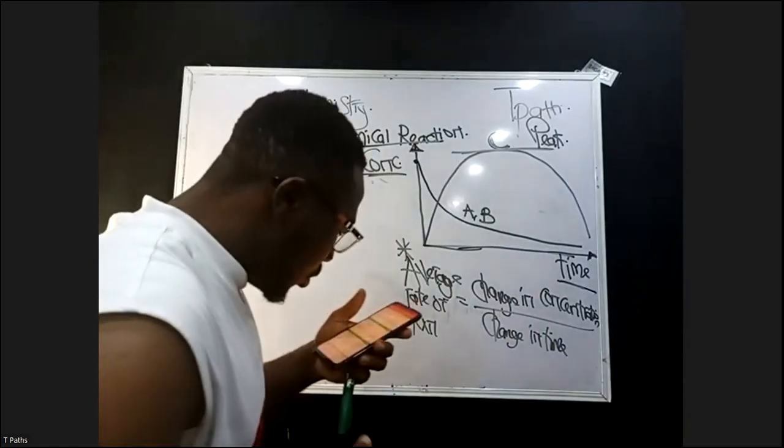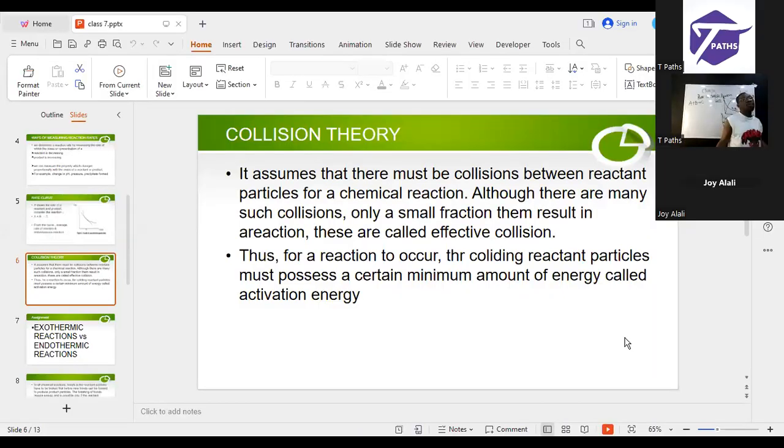Now, we have what is called collision theory. What is collision theory? My people, collision theory is something that we must all understand. We assume reactants, we assume products, we assume molecules of substances, and we believe that when molecules of substances collide together, a chemical reaction will occur. That means if there is no collision between particles, there will not be a chemical reaction. I'll say that again: for a chemical reaction to take place, there must be a collision between reactant particles.